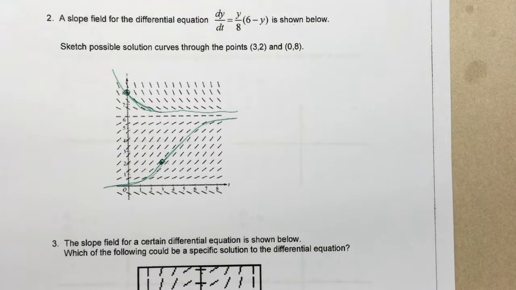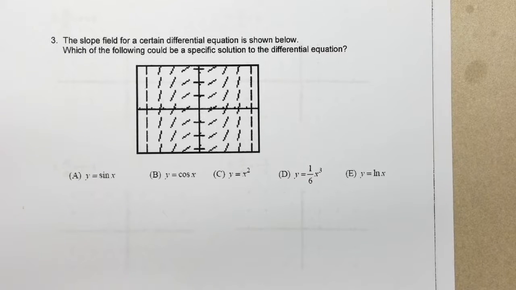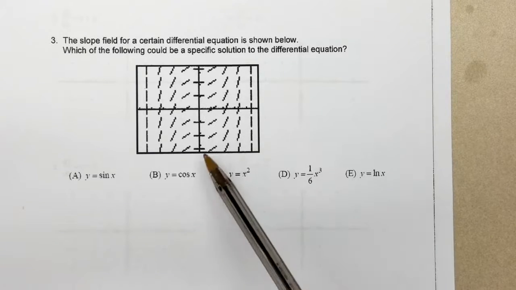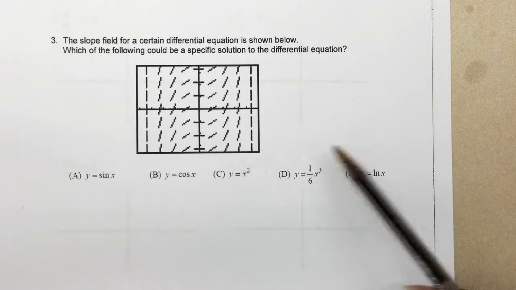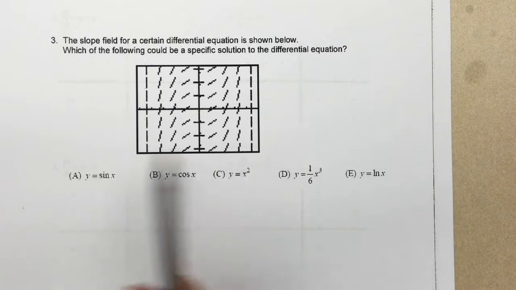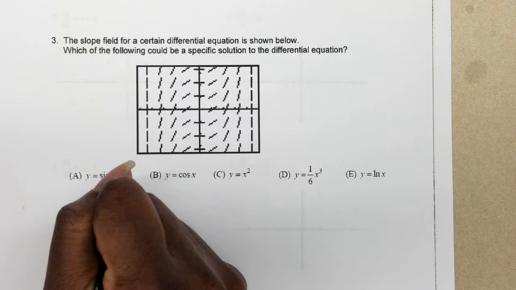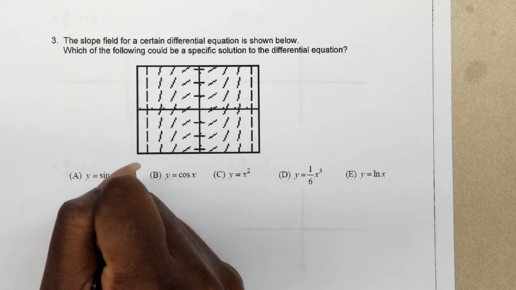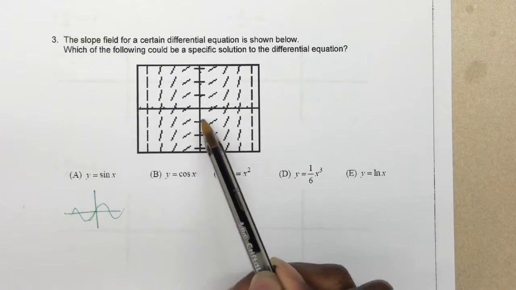Now for number 3, we're given a slope field and asked to identify which differential equation could possibly be a solution to this curve. By looking at this curve, we can cancel out some of these possible solutions already. Right? A sine curve, we know a sine curve looks something like that. This graph does not seem to be doing that.